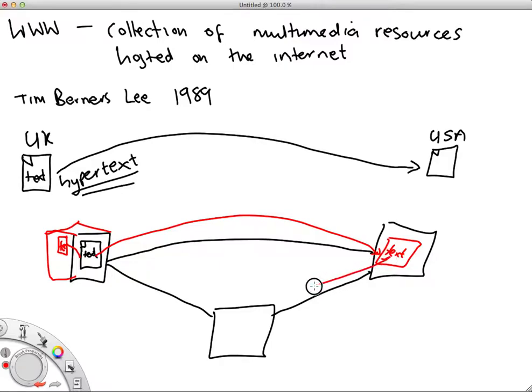So I might then click on another link on this piece of text that takes me here. And then this one would take me somewhere else, or back to the beginning. So that's the idea that he came up with. He came up with the hypertext idea.